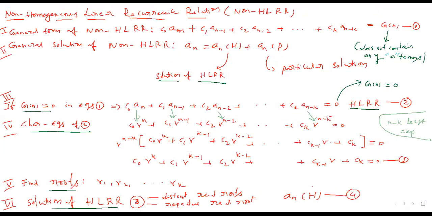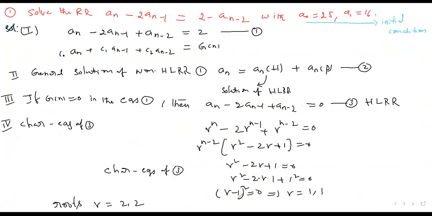The fourth one is the characteristic equation, already found. The fifth one, what I told, is the roots r1, r2 up to rk. Here there are two roots, the roots are repeated. Here there are three cases. The solution of the homogeneous linear recurrence relation contains three cases. One is distinct roots. The second one is a repeated root, where the root is repeated 2 times.